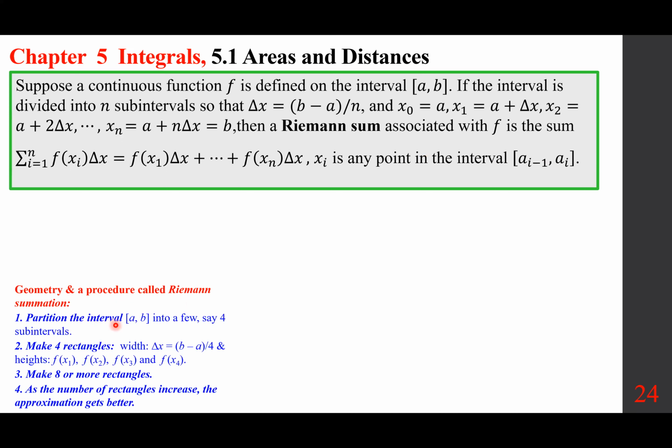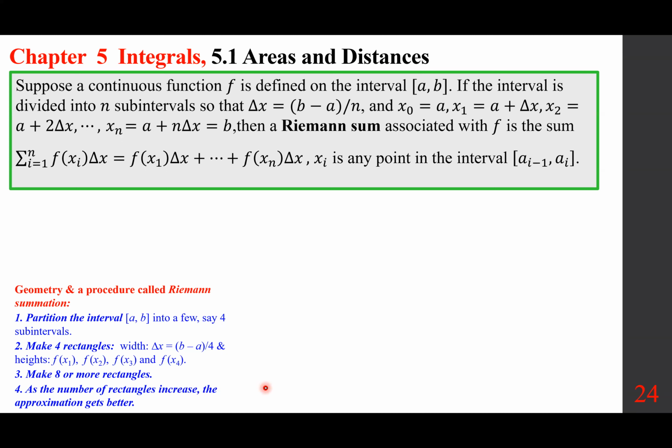We partition the interval of A to B into a few. Let's say we make up 4 subintervals and we make 4 rectangles. The width would be B minus A divided by 4. And the height would be f of x sub 1, f of x sub 2, f of x sub 3, f of x sub 4. Then we come up with more than 4, for example, 8. As the number of rectangles increases, the approximation gets better.